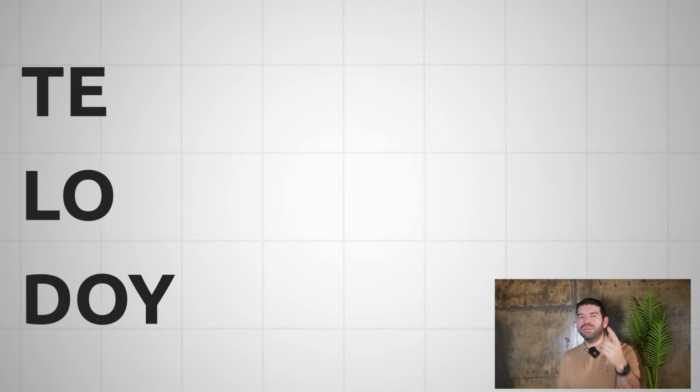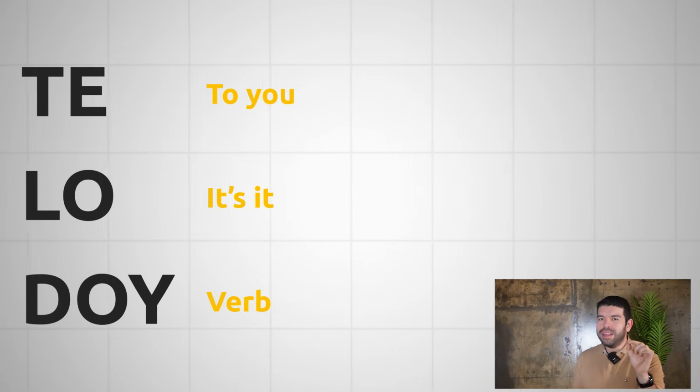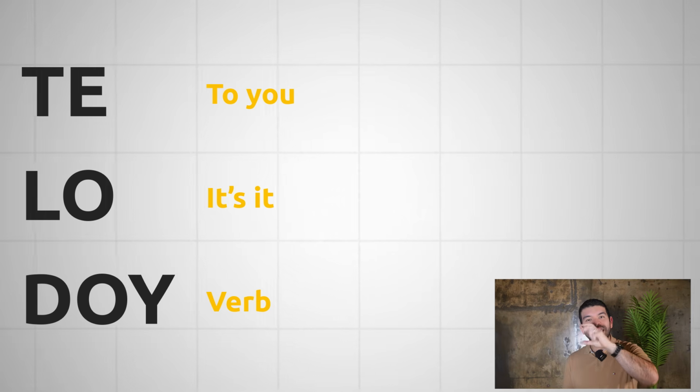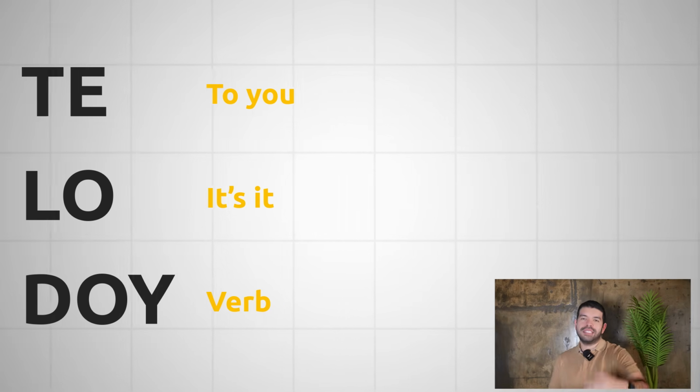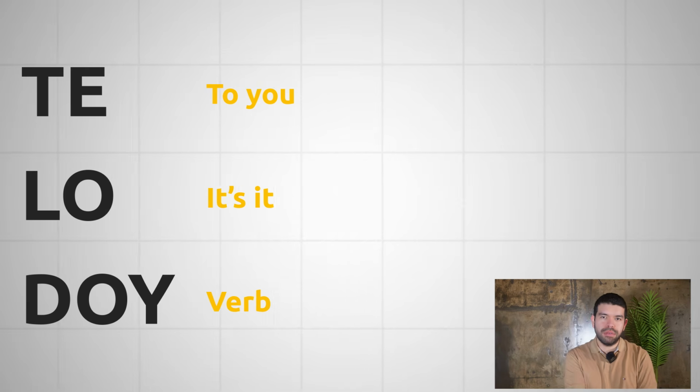You remember that te? It's the same te here. Okay, so te is to you. Lo is it. Te lo, and doy is the verb that is executing the action. I give. So I give it to you. That's all that's happening there. One pronoun is the receiver, the other is the thing, right? Fantastic. Now it makes sense, of course.